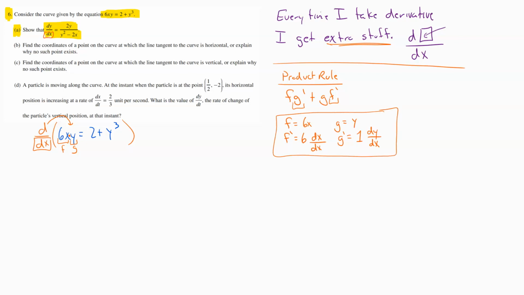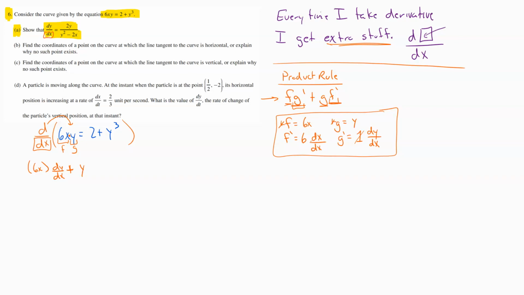Now that I have all my ingredients, I need to follow my product rule recipe to get my derivative. So I just work my way through it. The rule says first go grab f, so I go grab f. That would be 6x. Then multiply that by g'. I'll clean it up as I go. I don't really need 1 times dy/dx, so I'm just going to call that dy/dx. Plus, it says go grab the g piece, which is y, and then multiply that by my f'.